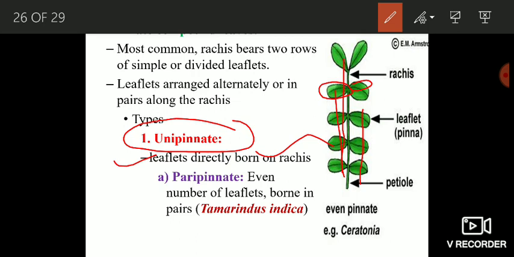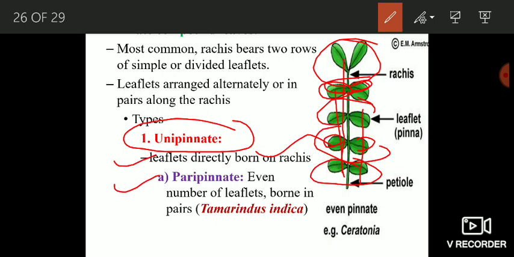Here you can see the leaflets are directly arising on the rachis, and it is further of two types, paripinnate. In this type you have an even number of leaflets, or you can say the leaflets borne on the rachis arise in pairs. Here you can see you have one pair, second pair, third pair, fourth pair and fifth pair. That means you have an even number of leaflets, and the example is Tamarindus indica.